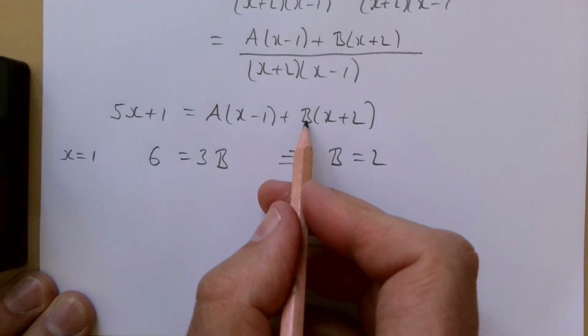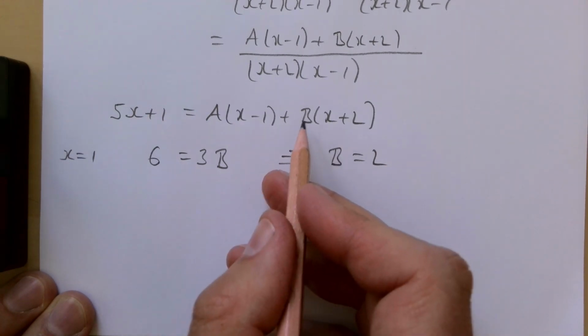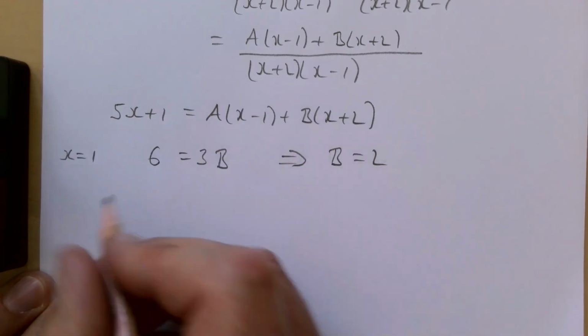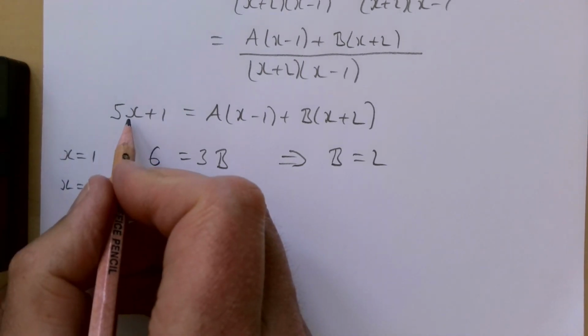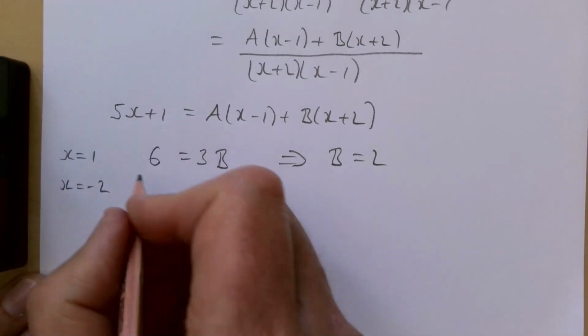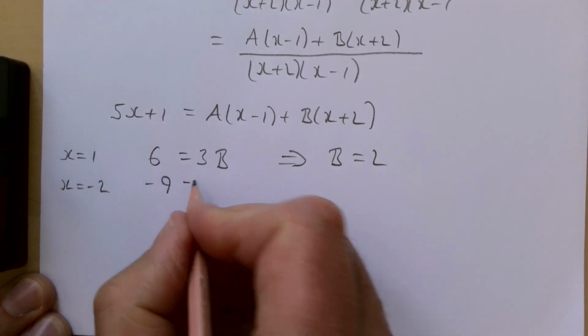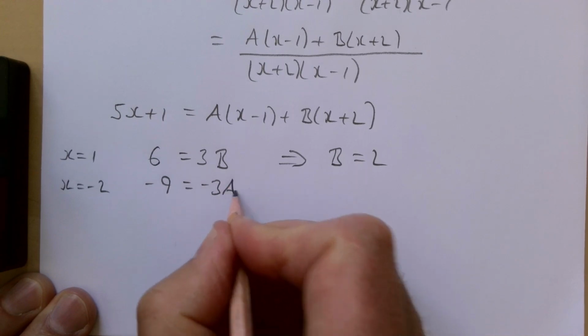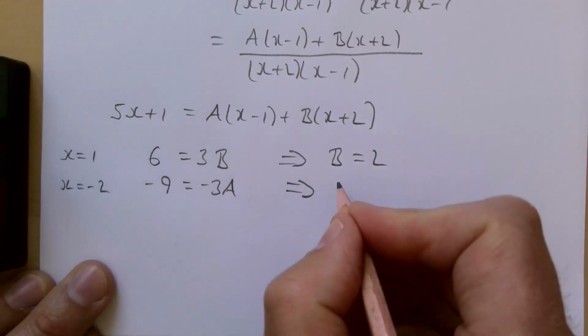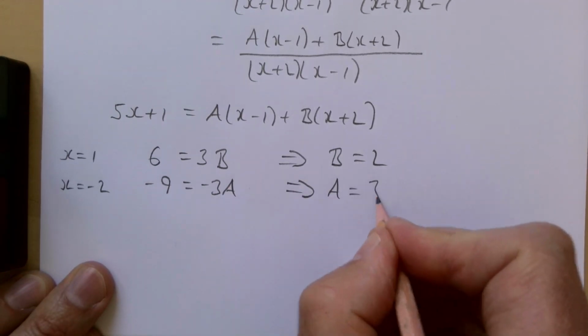To eliminate the B, you could sub in B equals 2 and then x equals 0 or something like that, but to eliminate the B, we're going to go for x is minus 2. So if it's minus 2, that's minus 10 plus 1, which is minus 9. Minus 2 minus 1 is minus 3, so it's minus 3A. That gives us a value of A equals 3.